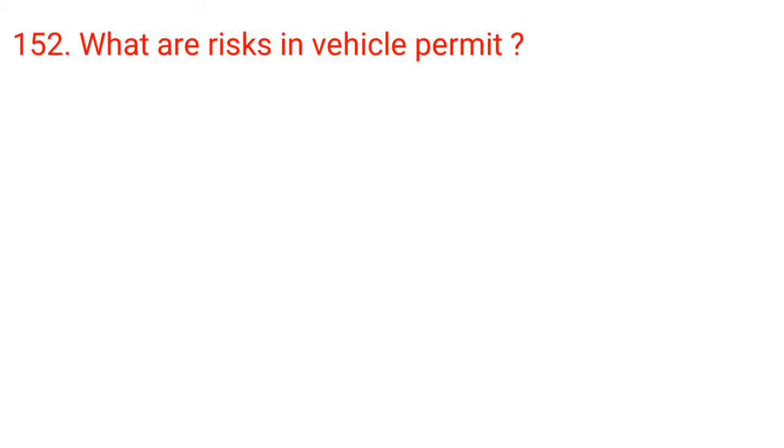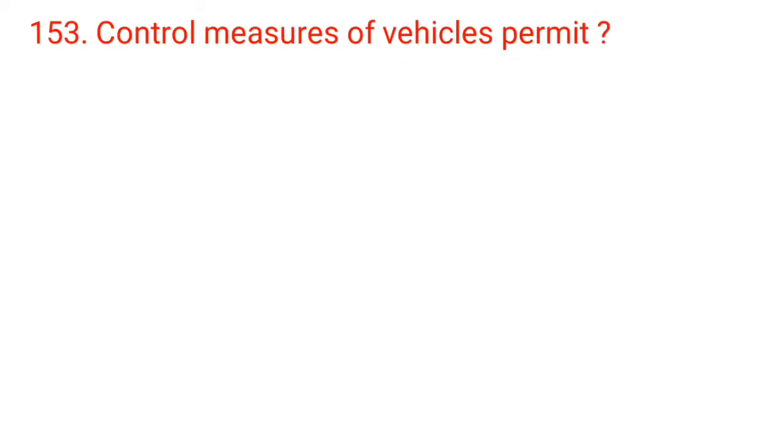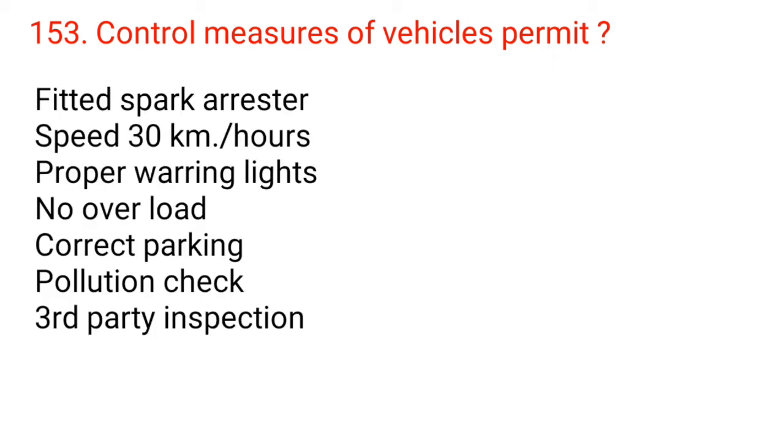152. What are the risks in vehicle permit? 1. Sparks. 2. Accidents. 3. Pollution. 153. Control measures of vehicle permit. Fitted spark arrestor. Speed 30 km/h. Proper warning lights. No overload. Correct parking. Pollution check. Third-party inspection.